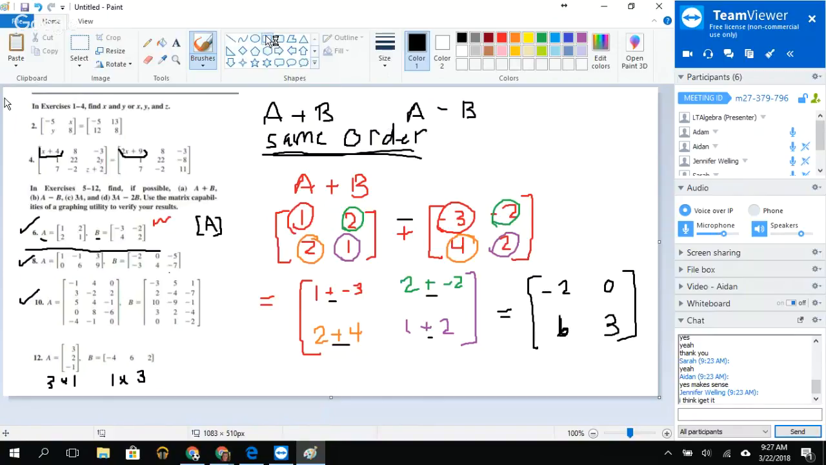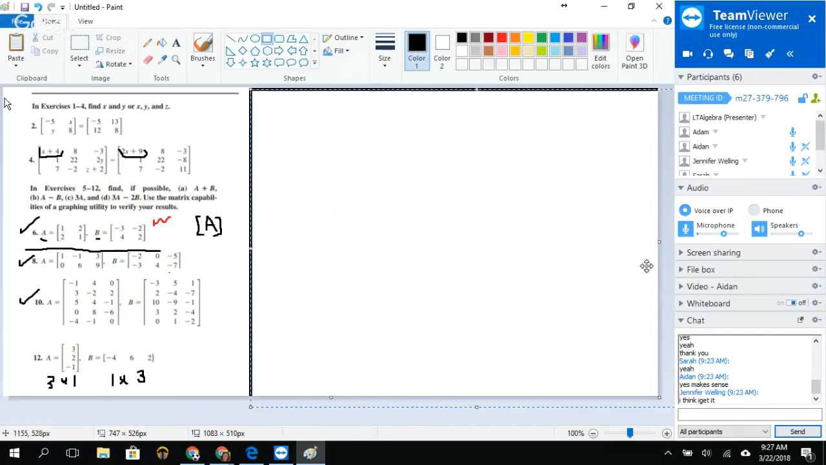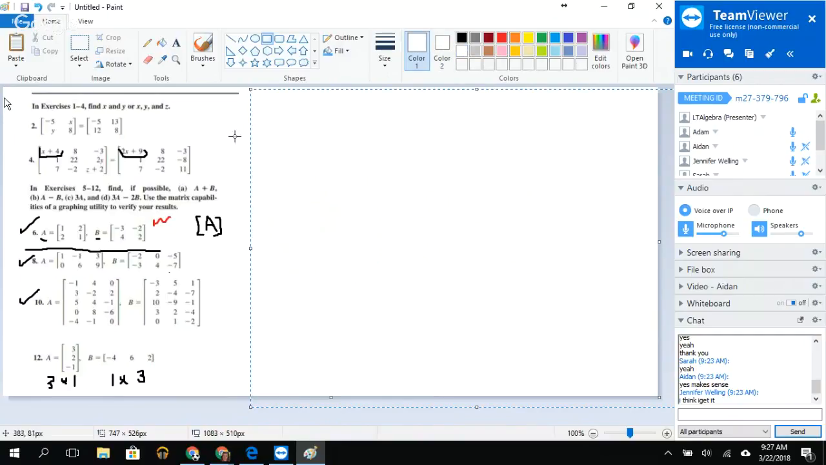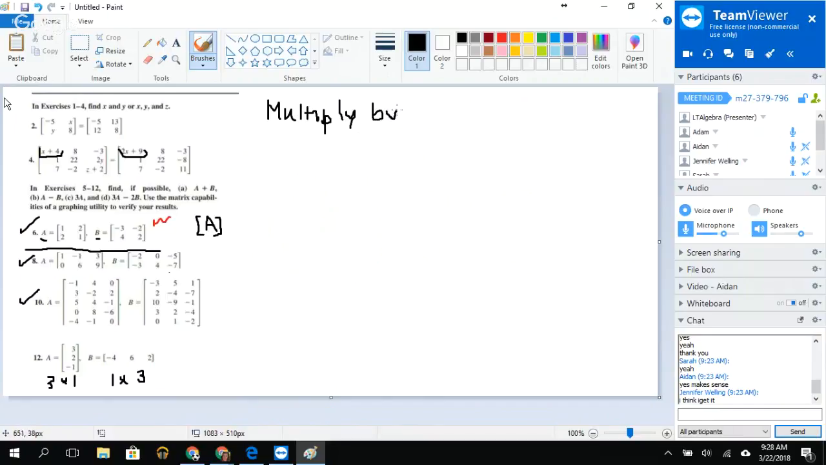So now let's talk about multiplying by a scalar. If you're adding and subtracting, remember they have to be in the same order. And then you'll see in the homework, they said, find, if possible, A plus B, A minus B, 3 times A. Okay, so this is multiplying by a scalar.